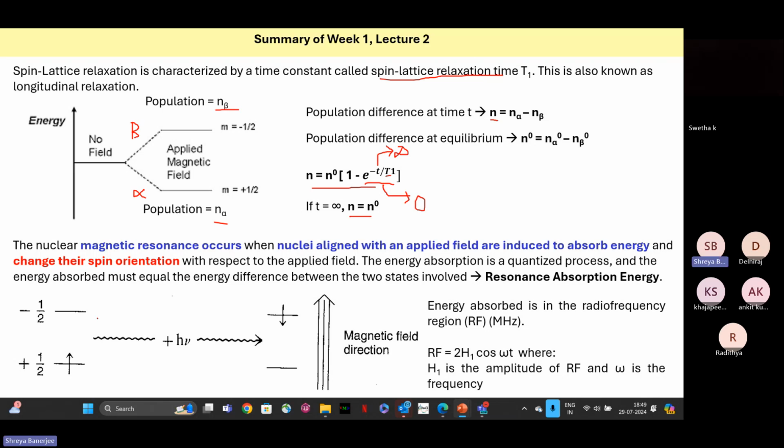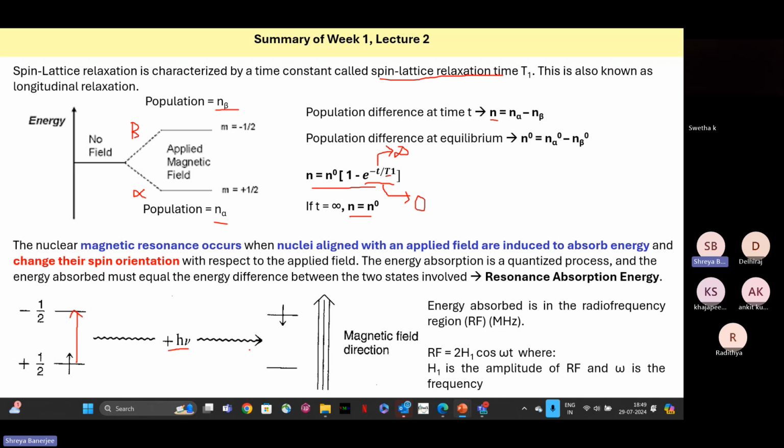Now, when is the NMR spectra observed? Again you have the two energy levels, plus half and minus half. It absorbs a radio frequency h nu from the lattice, and it gets promoted from the lower state to the upper state. And when it gets promoted, the spin also changes. So it was spin up and now it has become spin down.